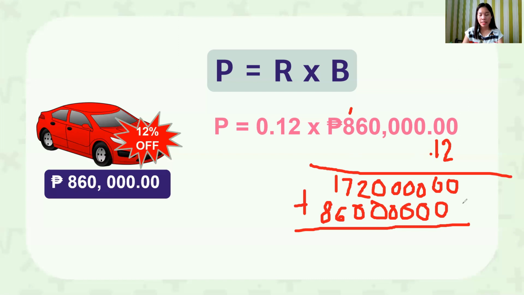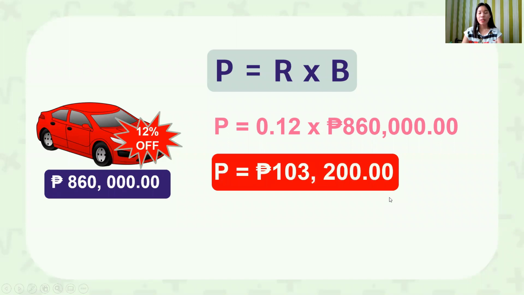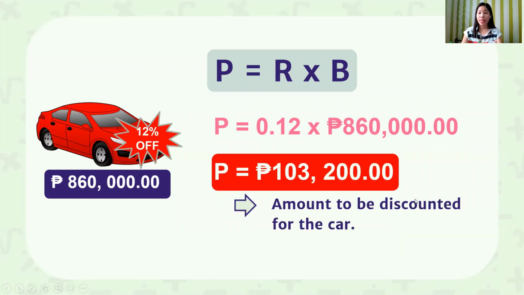Let us add them out. Bring down 0, 0, 0, and then zeros here. 2 plus 0 is 2. 7 plus 6 is 13. 8 plus 1 is 9 plus 1, we have 10. And then we will count the decimal numbers. We have 1, 2, 3, 4. We have 4 digits after the decimal point. So we have to move the decimal point of our product 4 times. 1, 2, 3, 4. Here. So the answer is 103,200 pesos. 103,200 pesos is the amount to be discounted for the car.